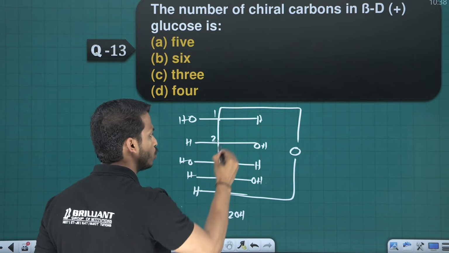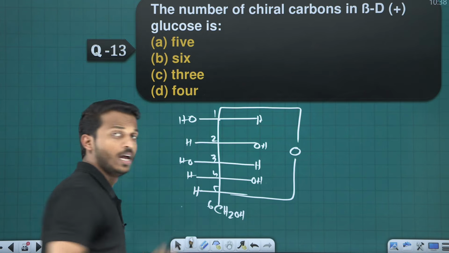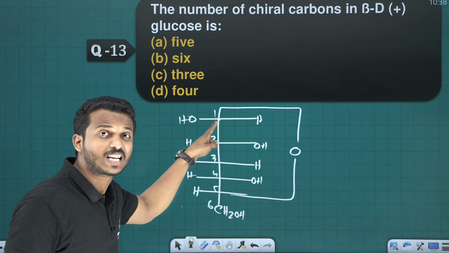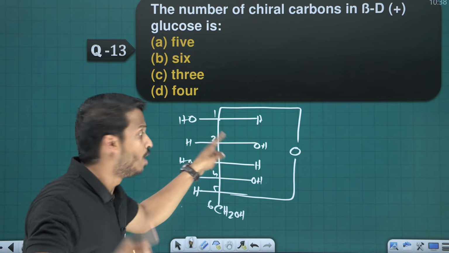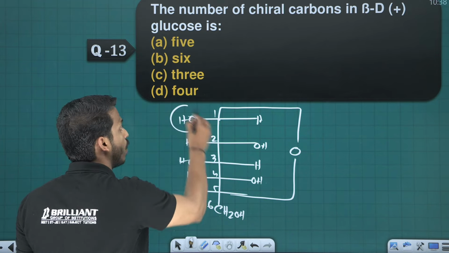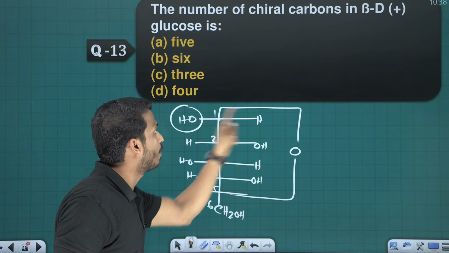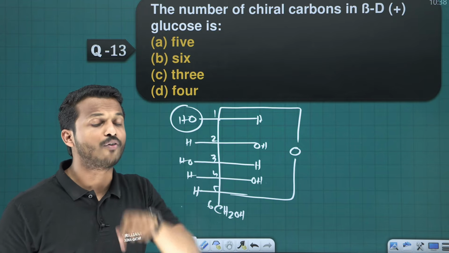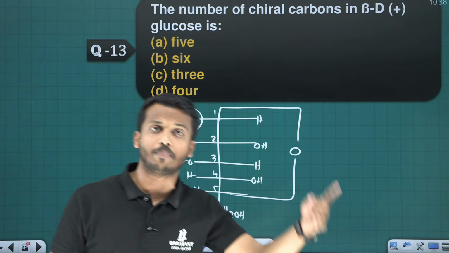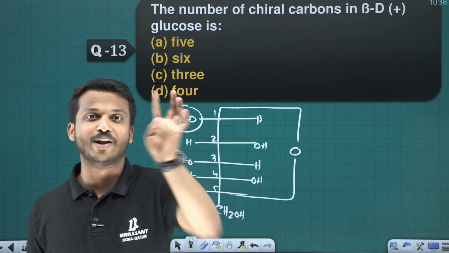This is number 1, 2, 3, 4, 5, 6. Please check it all of you. The first carbon, right? The first carbon where OH is left, then it is called beta form. If first carbon OH is right, then it is called alpha form. You know, alpha D glucose and beta D glucose are called anomers.